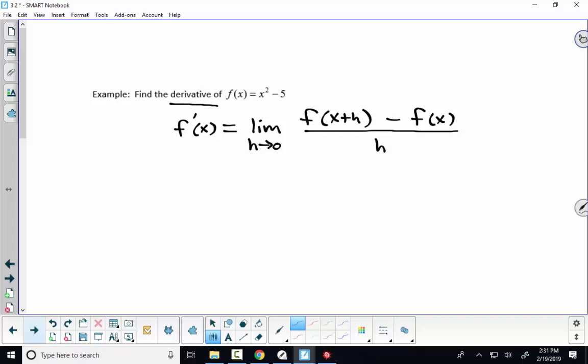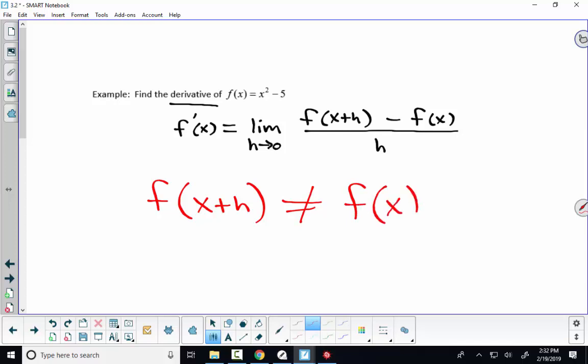I see this often, and to avoid confusion, we are computing f evaluated at the quantity x plus h. We are not computing f of x, plus h. This is not what we want to think about. I see people do that, so you've got to know those are two completely different things. It's f evaluated at x plus h.